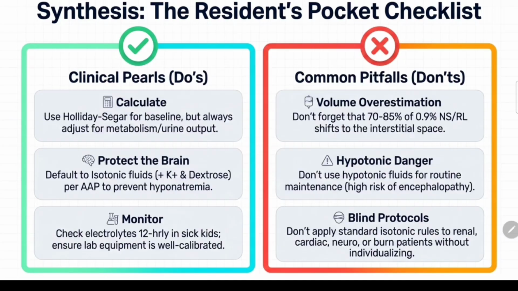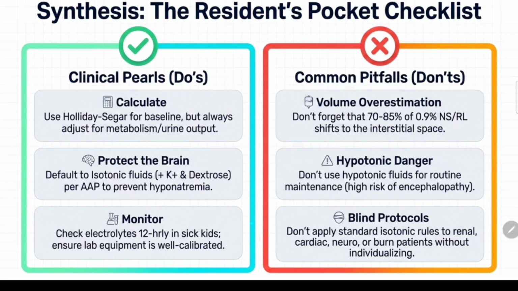What is our today's take-home message? Calculate 24-hour maintenance using the Holliday-Segar formula. For critically ill patients, always adjust this maintenance fluid according to their urine output, extra fluid loss, their sodium-potassium balance, and metabolic needs. Always go for protection of the brain. Default to isotonic fluid with added sodium and dextrose as per the American Academy of Pediatrics to prevent hyponatremia. Monitoring is a must, 12 hourly in sick children, and ensure that lab equipment is well calibrated, otherwise your fluid management will be massacred. What are the common pitfalls?